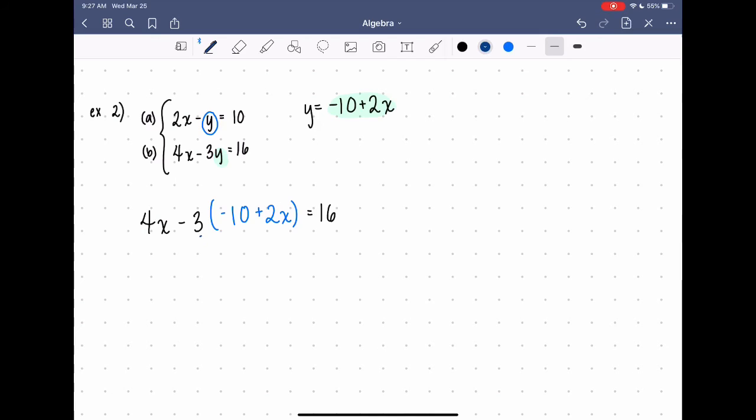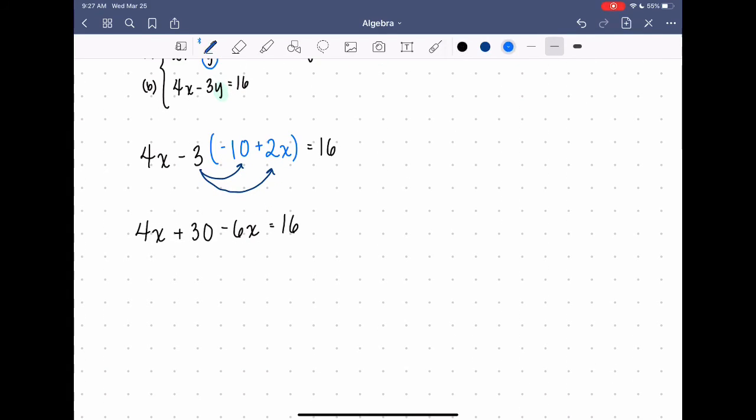Okay, now we just have to solve. And I see some distributive property is gonna happen right here. But I'm gonna go left to right. So I have 4x minus, okay, let's see, negative 3 times negative 10 is positive 30. Negative 3 times 2x is negative 6x equals 16. Let's keep solving. I see some like terms. So 4x minus 6x would make that negative 2x plus 30 equals 16.